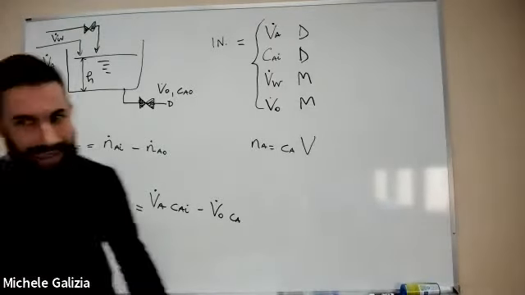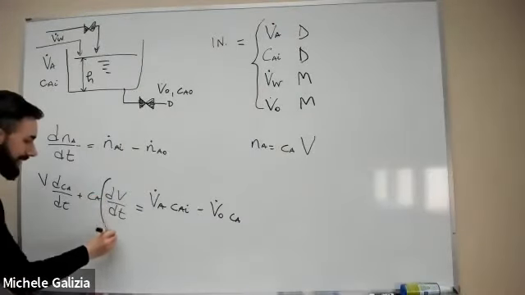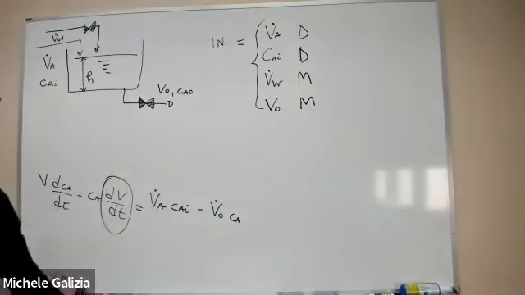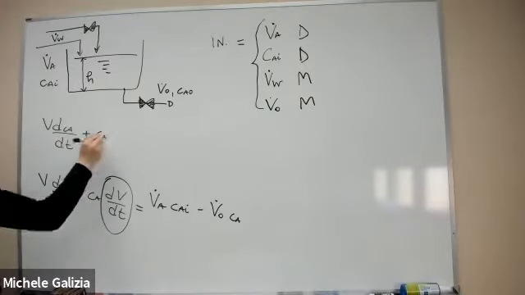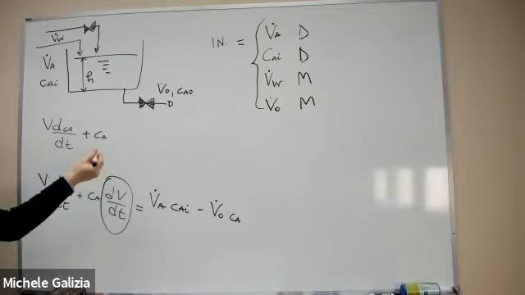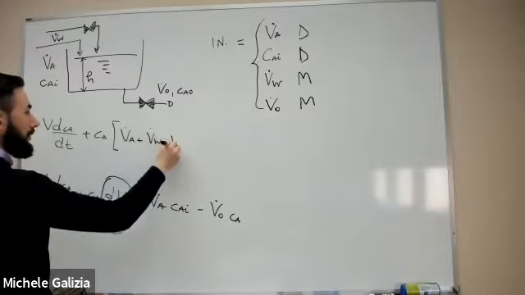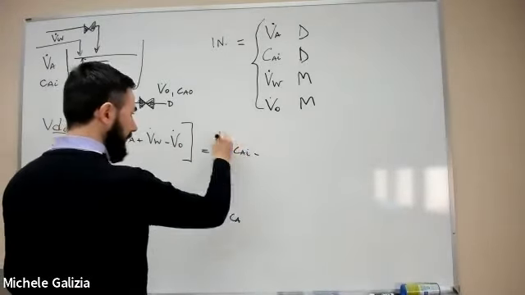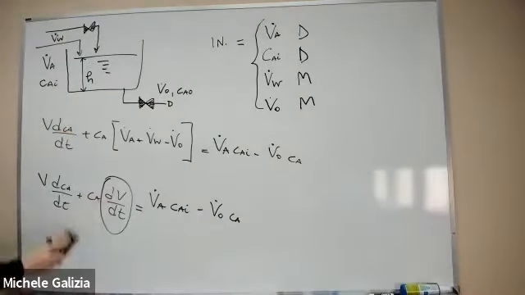Now, simply, as we did for the CSTR and for many other systems that are perfectly mixed, and so you should be familiar with this, we have to replace here the total mass balance that we wrote before. And so, V dCA/dt plus CA dV/dt, based on the total mass balance that we wrote before, is V̇A plus V̇W minus V̇O. And this will be V̇A CAI minus V̇O CA. Just replace this term.